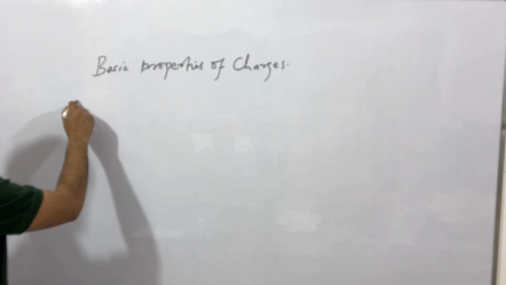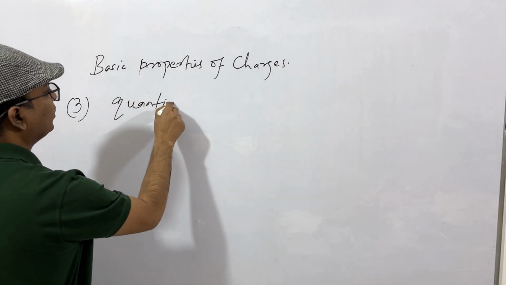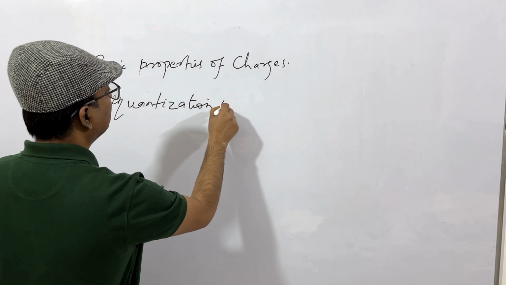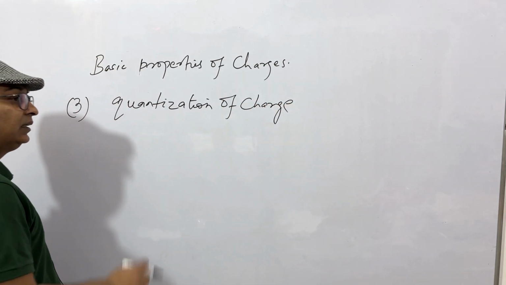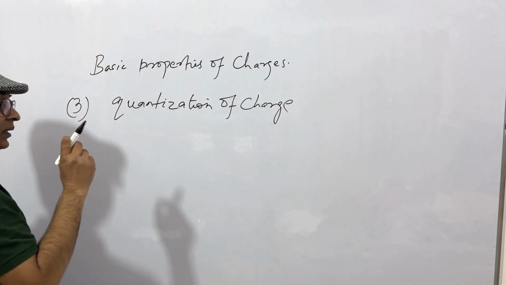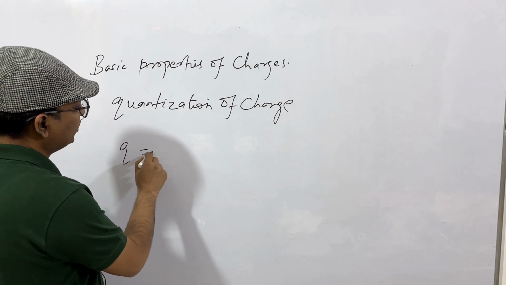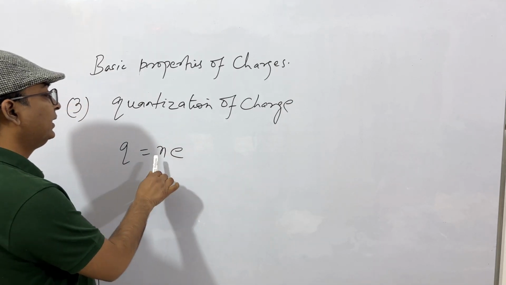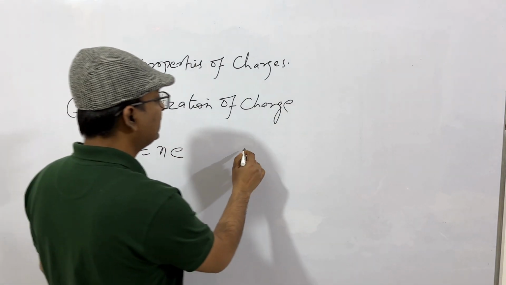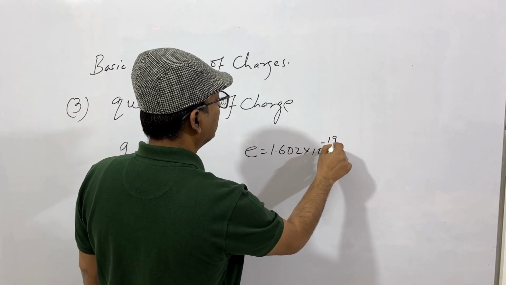Okay. The third property is quantization of charge. What is quantization of charge? Any charge, any particle or point charge, if we represent it as Q, it is always equal to an integral multiple of e, where e is 1.602 into 10 to the power minus 19 coulombs.